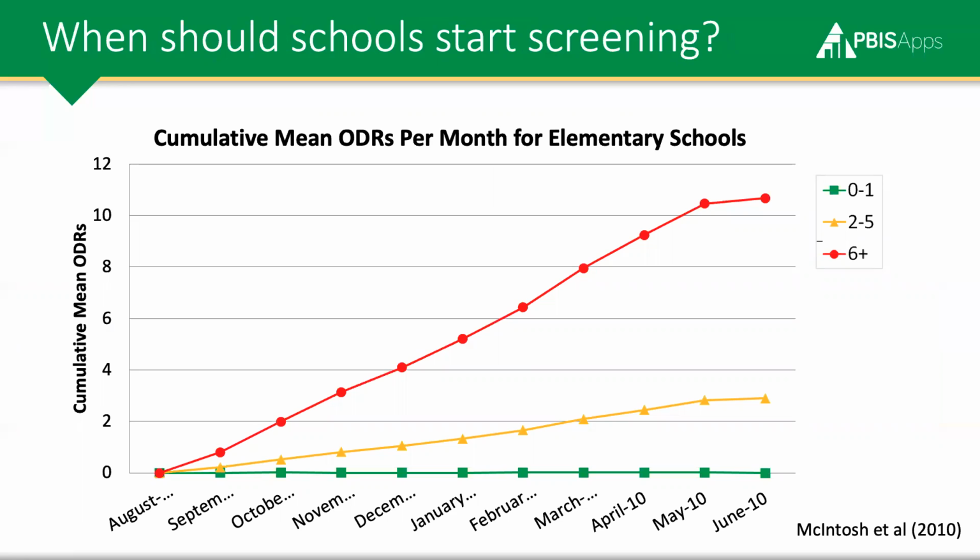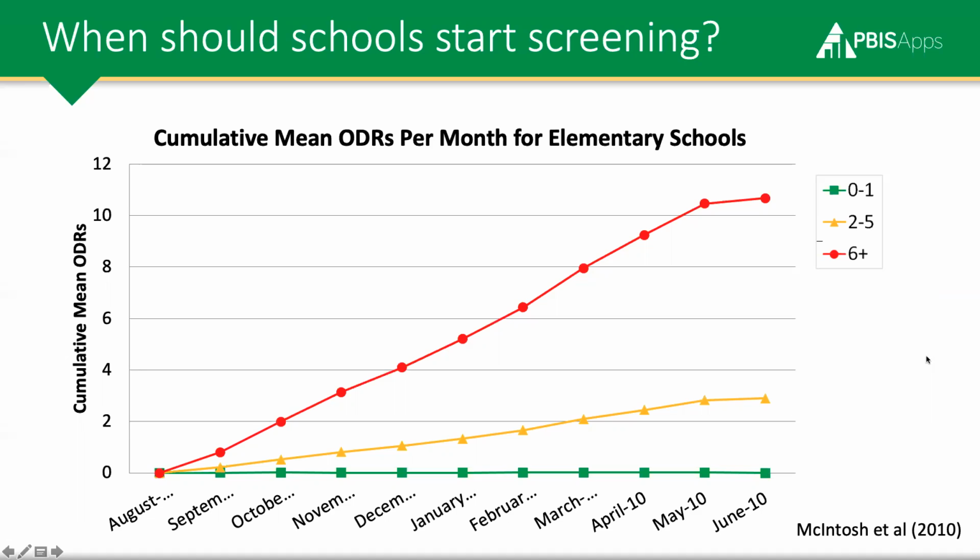And this question comes up a lot. So when should we start screening? When should we start looking at that universal data? When should we start to determine when a student needs additional supports? And they actually did a study around this. It's a little bit old now. This is 2010, but I mean, 2010 seems like yesterday, but it's been a while.